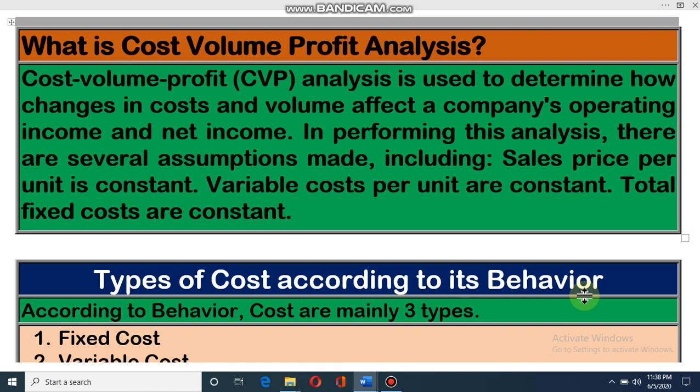Dear student, that means there are some assumptions for this analysis, and after this, cost volume profit analysis is used for taking decisions. That means it is a part of management accounting. Management will use this type of accounting to find the performance of profit with the volume of cost. Dear student, let's come to our class.